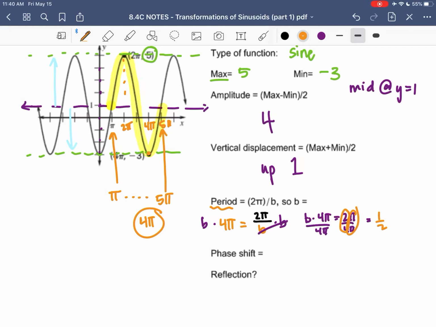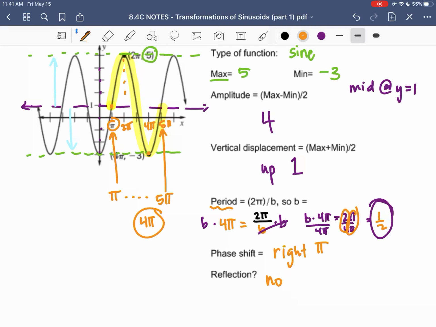And 2 over 4 simplifies to be 1/2, and pi over pi is just a 1, so it's just 1/2. So our b should be 1/2, kind of like we said that we're going half the speed, because it took us 4 pi to finish instead of 2 pi. Okay, phase shift, yes. We saw when we highlighted our sine function, it's not starting right at the beginning, it's starting at pi. So we got shifted to the right, pi.